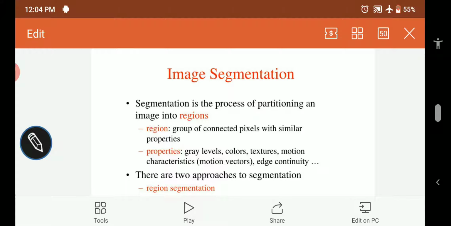Now we'll see what segmentation is. Segmentation is the process of partitioning an image into regions. Segmentation subdivides an image into its constituent regions or objects. The level of detail to which the subdivision is carried out depends on the problem being solved. That is, segmentation should stop when the object or the region of interest in an application has been detected.